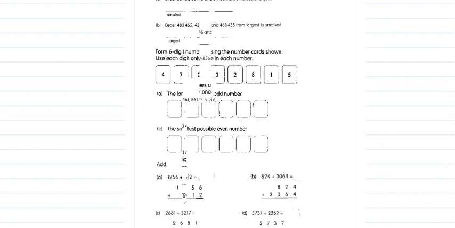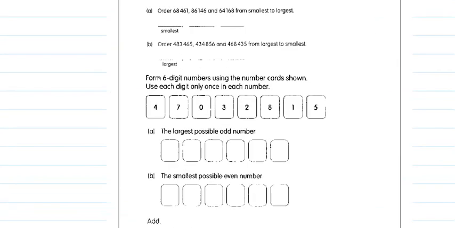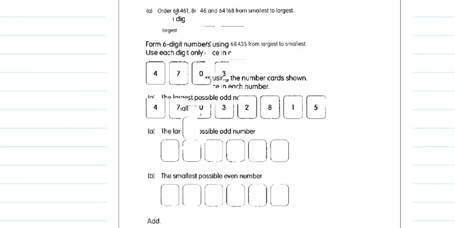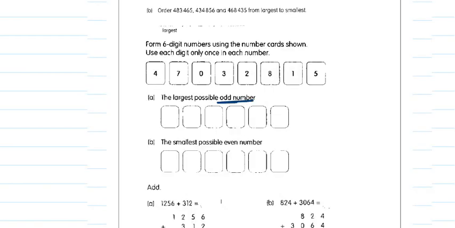Let's check this question. Form a 6-digit number using the number cards shown. Use each digit once, only once in each number. I need the largest possible odd number. First, you have to make the largest possible number first. Then you have to modify it to make it an odd number. How can I make the largest odd number? The largest odd number starts from the largest digit here.